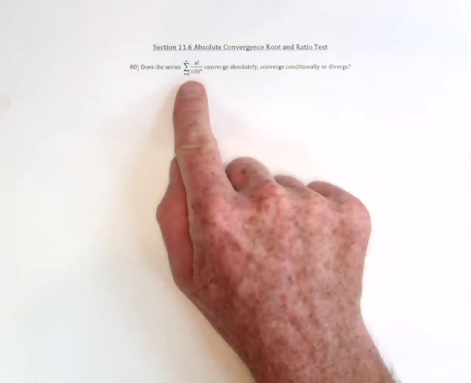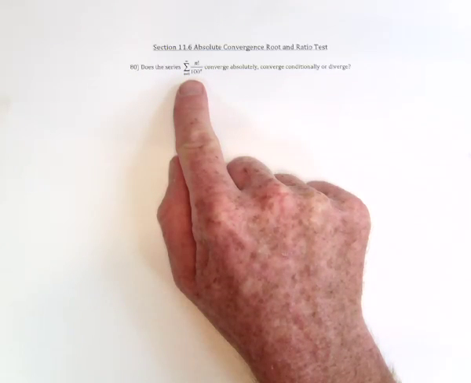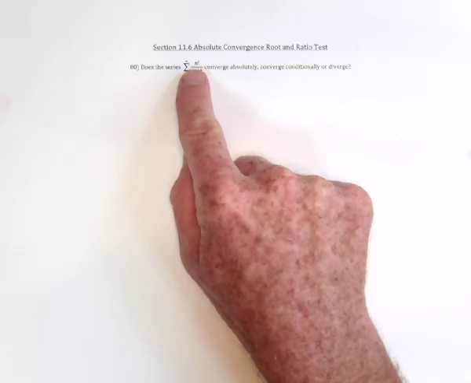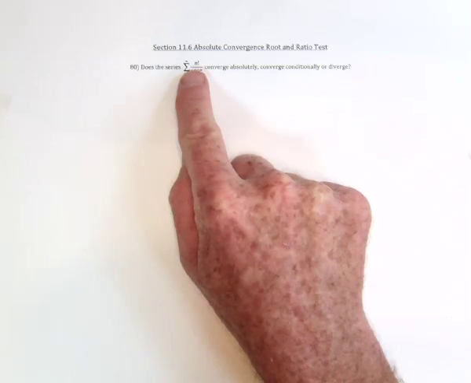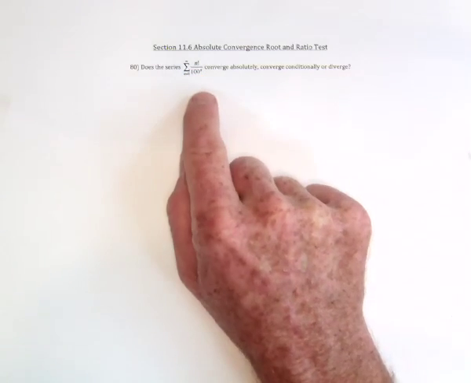Trying to figure out if this converges or not. We can't use the integral test. We've got n factorial, so that would mean like 10 factorial means 10 times 9 times 8 times 7, etc. So we can use our new ratio test.